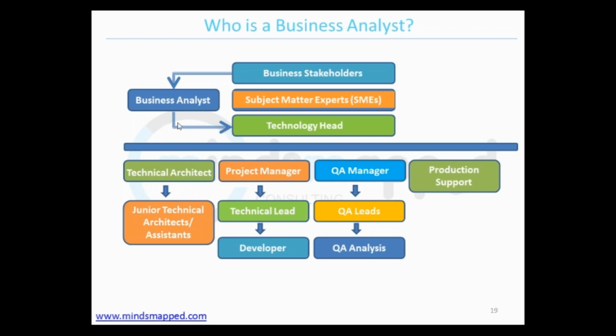So it's not like if the arrow is going to technology head means he would only coordinate with technology head. He could also coordinate in terms of requirement explanation to these roles as well. But that is not the major role to him. That is the reason why the arrow is limited till here only.